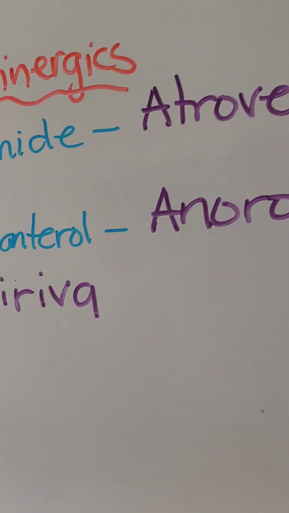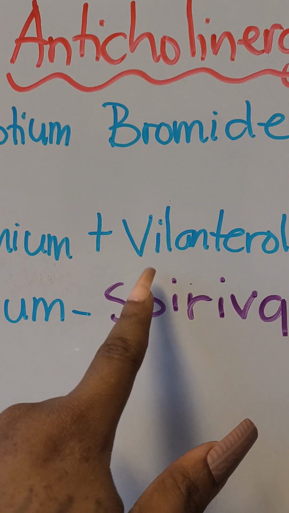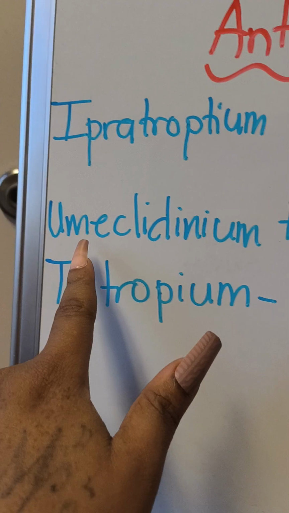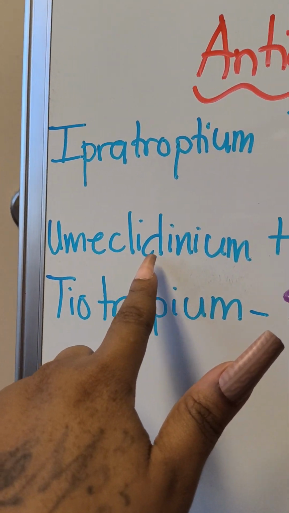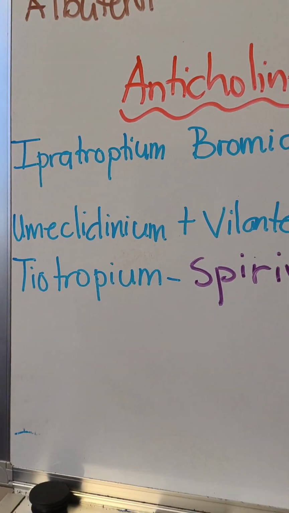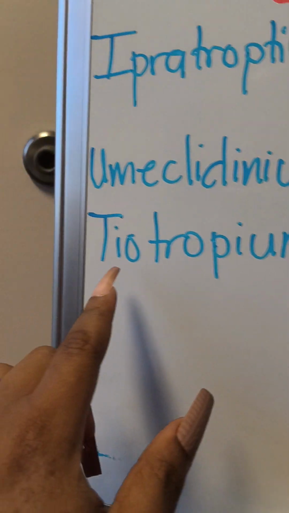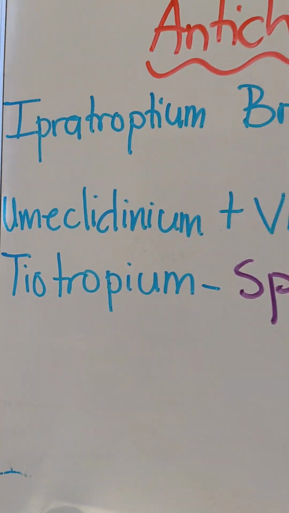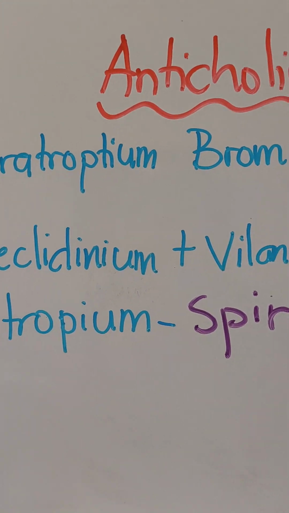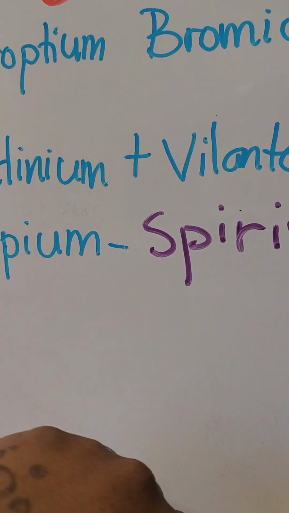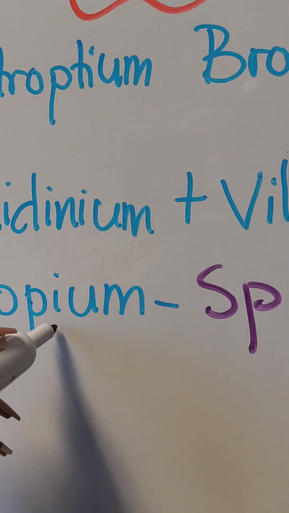Anoro has a combination of two active ingredients in its generic name. It's vilanterol plus umeclidinium. And then the last one is Spiriva. Spiriva's generic name is tiotropium. So we notice here that they all end with ium. So let's underline that. So the anticholinergics end in ium.